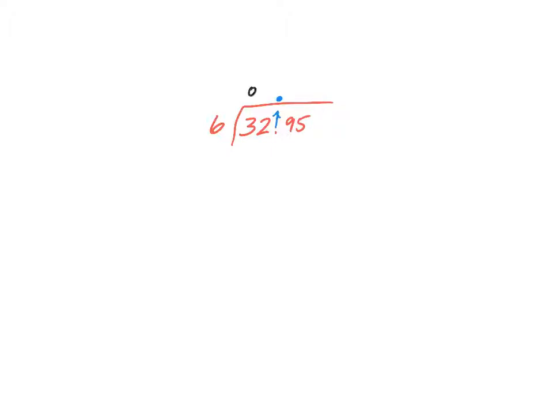6 doesn't go into 3, but it goes into 32 5 times. Regroup here. 6 goes into 29 4 times. And 6 goes into 55 9 times. Now you'll notice I have a remainder right here. And there's a couple of things that I can do with this. I can just stop my problem right here if all I care about is going to the hundredths place in my quotient. That kind of depends on the context of the problem, how accurate I need my answer to be.